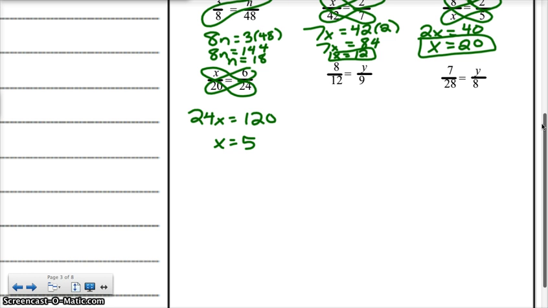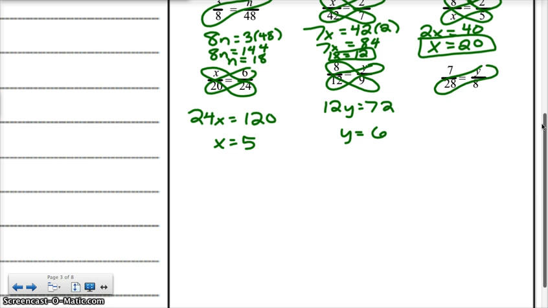Okay, again, setting cross product equal. 12y equals 72. 6. Can I use a calculator? Yep, this whole unit you can use a calculator. Oh, sweet. 28y equals 56. And y is 2. All right.